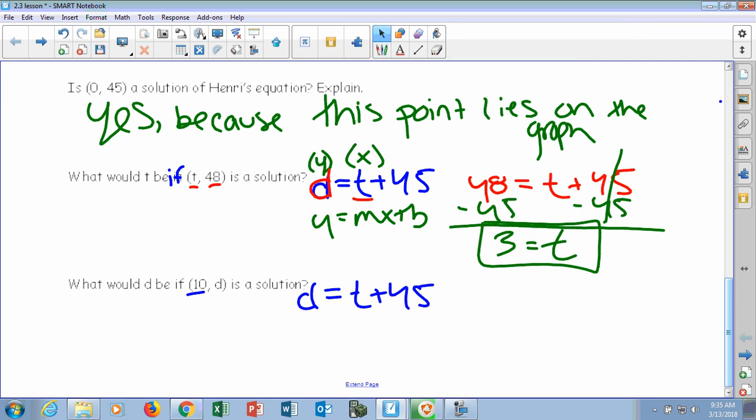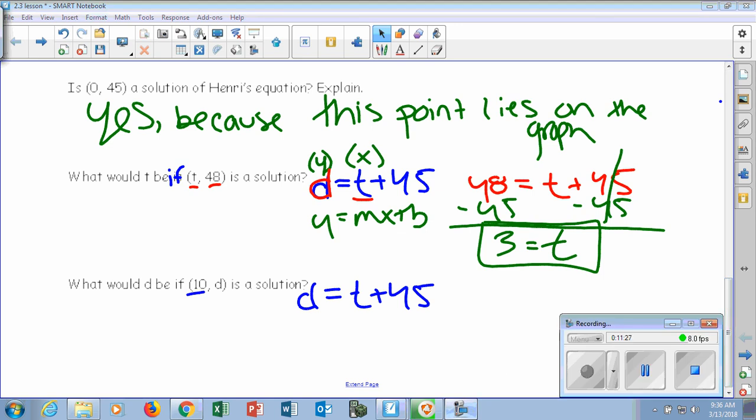With your shoulder partners for 1 minute, come up with what D is. This is another one-step equation just like we did up above. So I will give you 1 minute to solve D. Gavin, what did you put for D? What did you find out?